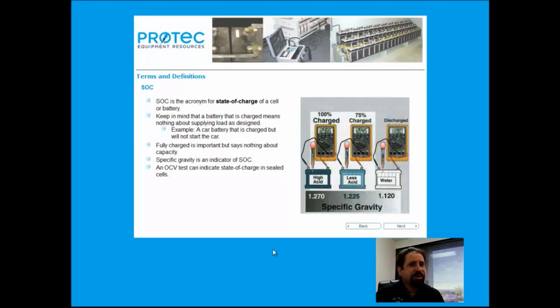SOC is the acronym for state of charge. Keep in mind that a battery that is charged means nothing about supplying load as designed. An example: a car battery can be fully charged, but can still not deliver the rated current to start the engine. Fully charged is important, but means nothing about the cell's capacity. Specific gravity is an indicator of state of charge. Also, open circuit voltage can be used to determine state of charge in a sealed cell.